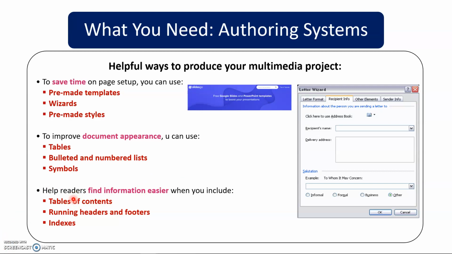And you can use particular features such as table of contents, headers and footers, and indexes, so that the readers can find the information that they want. For example, you provide a table of contents for your project, so readers can find the information by accessing that particular section using the table of contents. Or they can take a look at the header and footer. Let's say you have an introduction. From there, they know which section they are looking at.